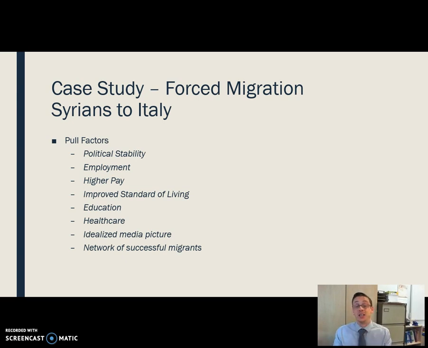This obviously isn't the case, but it does form a pull factor into the region. Now we have also got a network of successful migrants throughout Europe, which pulls people into the continent, and as we've said, one of the ways for them to get into the continent is to migrate into Italy.